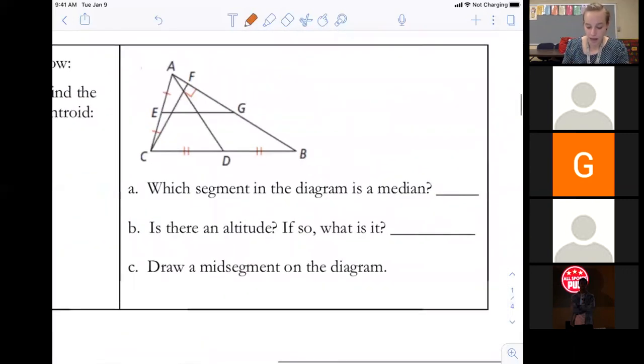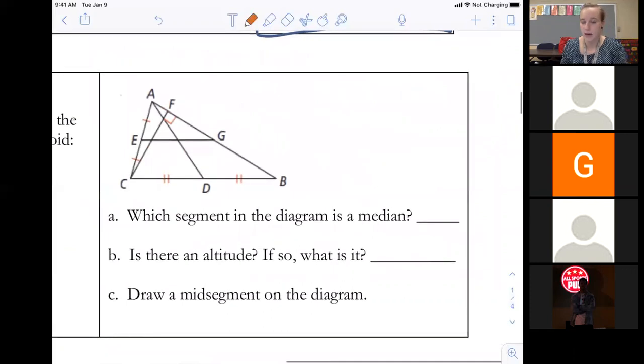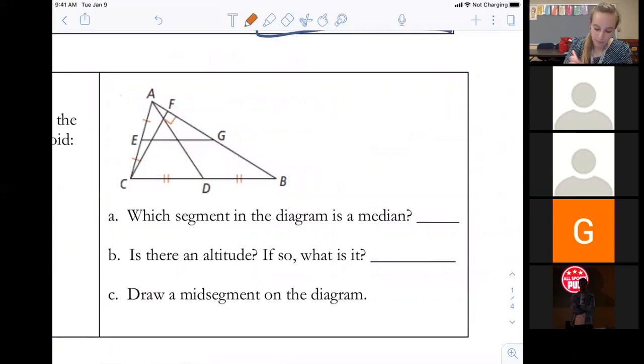Okay, I'm gonna need a little help over here. I've got a diagram kind of like our homework, and I need to figure out what the median is. Who can tell me what the median in this picture is? Is it AD? It is AD. Very good, Billy. A vertex, B midpoint. AD. And somebody else, find the altitude.